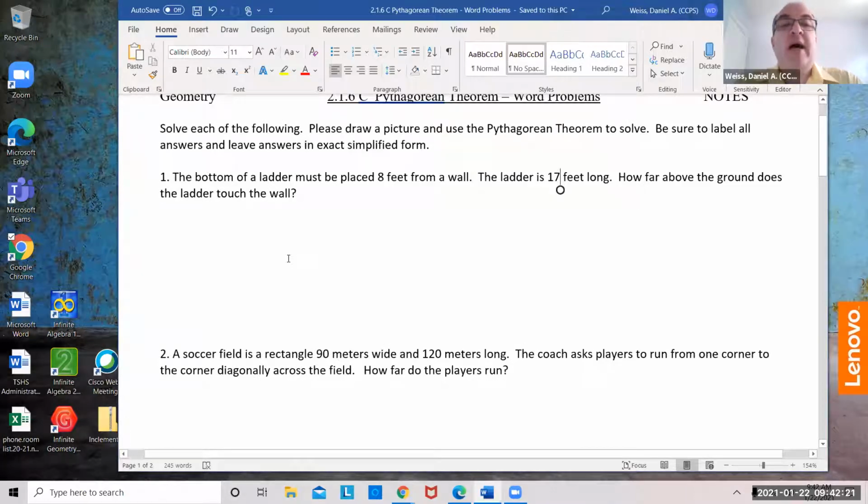Here it says the bottom of a ladder must be placed 8 feet from a wall. The ladder is 17 feet long. How far above the ground does the ladder touch the wall? So what you need to do is draw a picture.